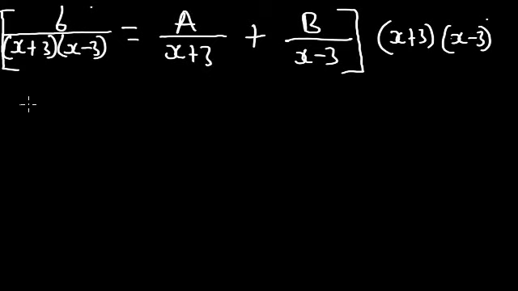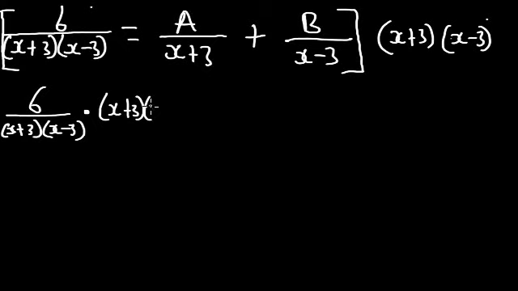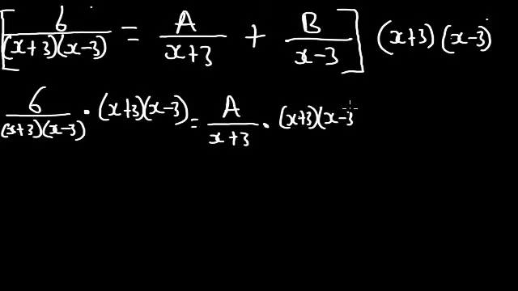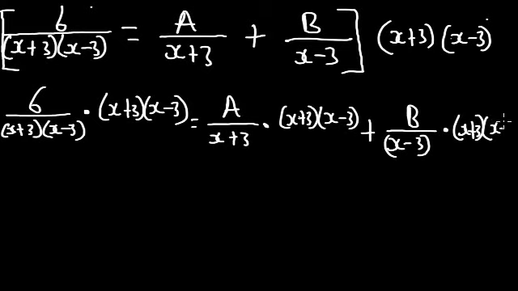So what would that be? Let's see. The first case, 6 divided by x plus 3, x minus 3. Then I'm multiplying that with x plus 3, x minus 3. And that is indeed equal to a divided by x plus 3, then multiplied by x plus 3, x minus 3. And that is added to b divided by x minus 3, and it is multiplying x plus 3, x minus 3.